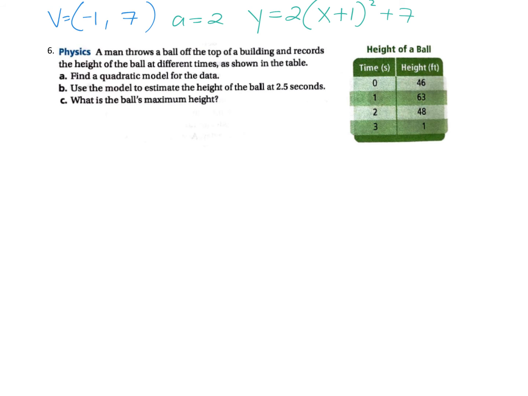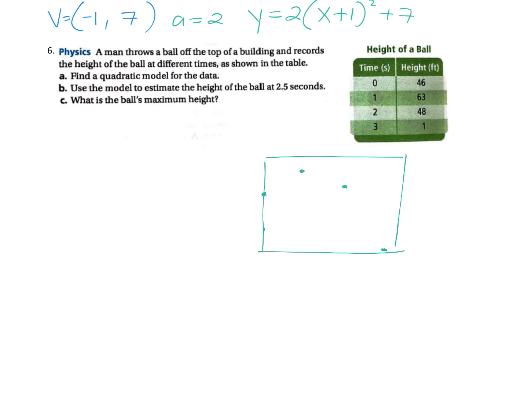And then you're going to put in those points. So 0, enter, 1, enter, 2, enter, 3, enter. Then go over to L2, 46, enter, 63, enter, 48, enter, and 1. And we're trying to find a quadratic model, but you also need to graph it. So on the quiz, I'm going to give you the little box that is your graph window. So you're going to hit zoom 9. And this one looks something like this.